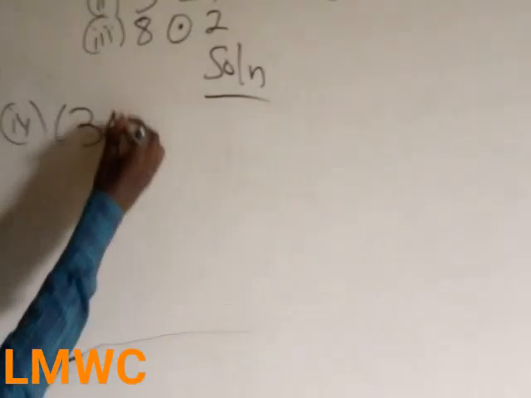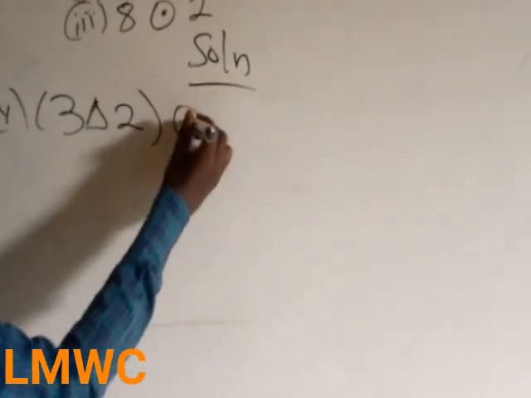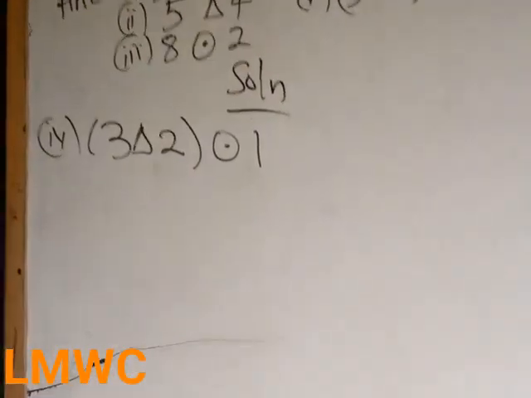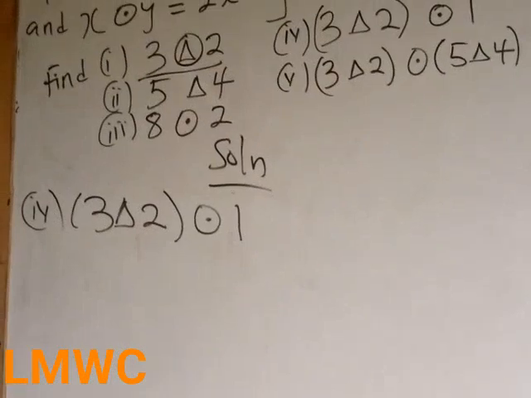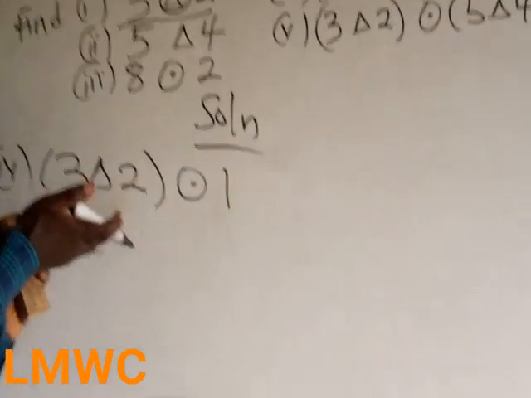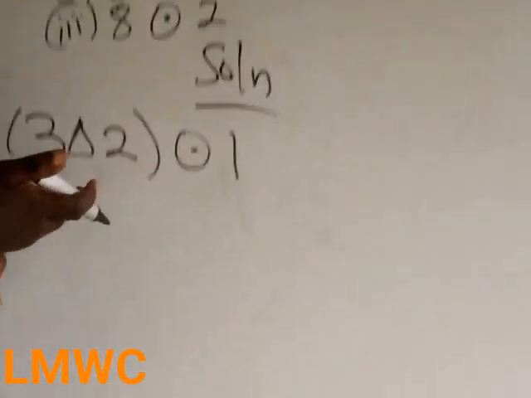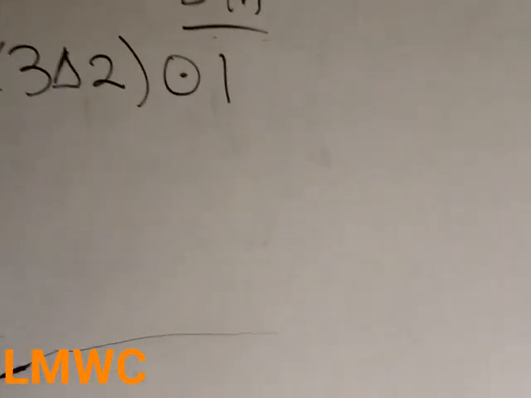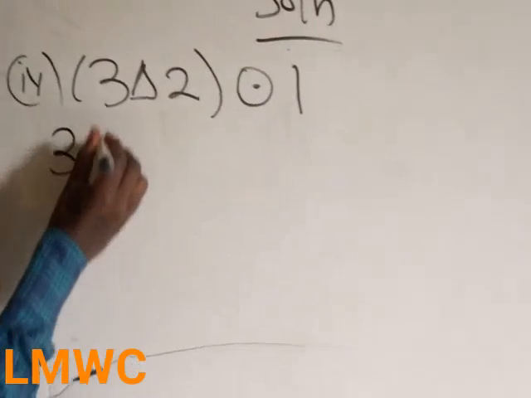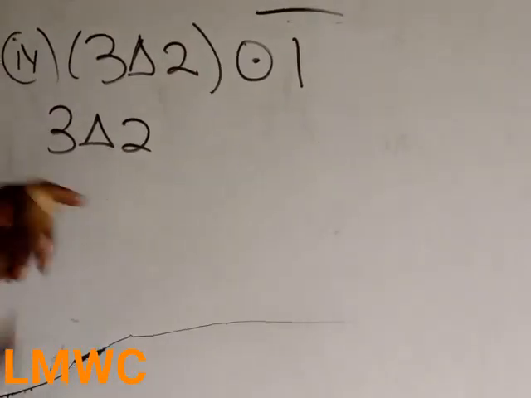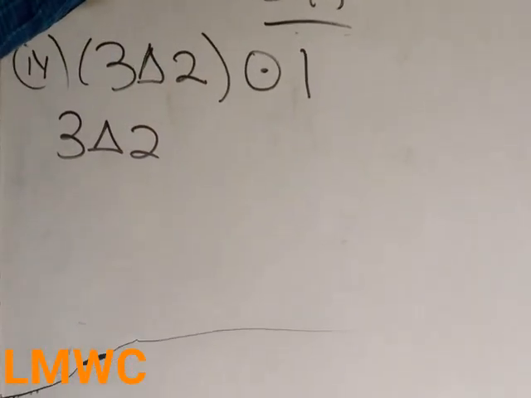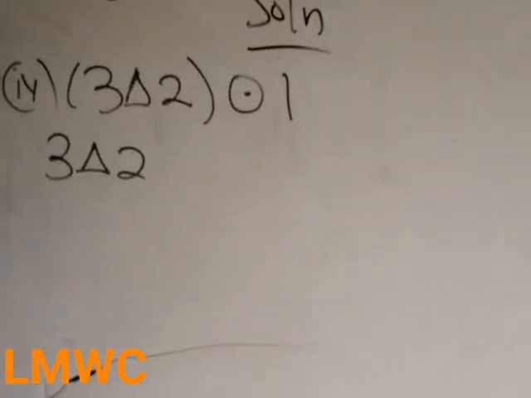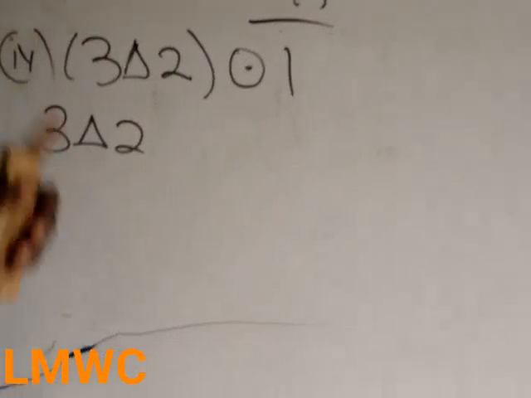They have given us this 3 star 2 and another symbol. You see, they have combined 2 symbols in one question. What you must do is that you solve for the bracket first. Here too, we apply BODMAS. So you will first solve 3 star 2. Even though they have already given you this as your first question, you don't know the examiner who is going to mark your paper. So still solve it.